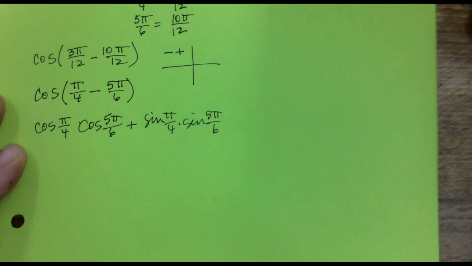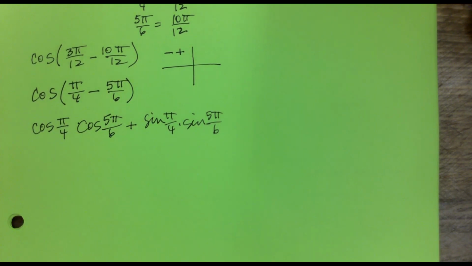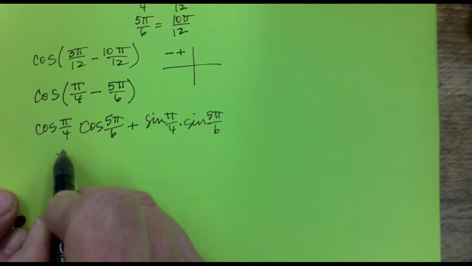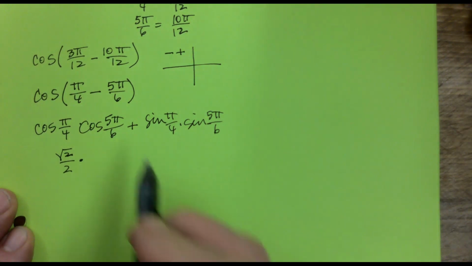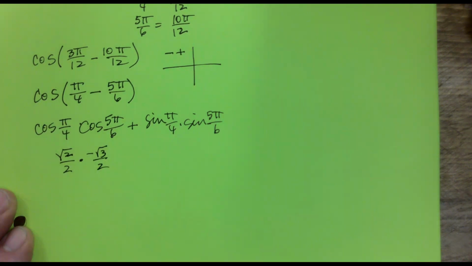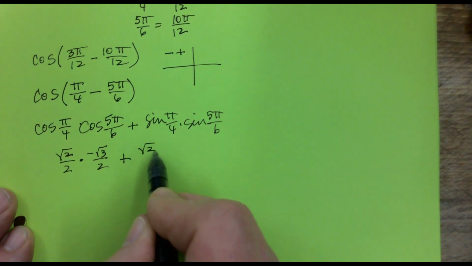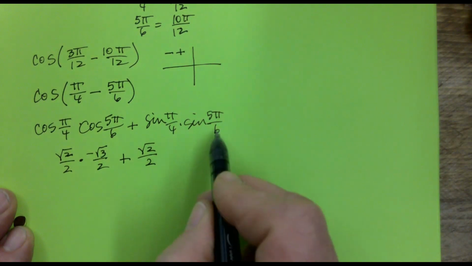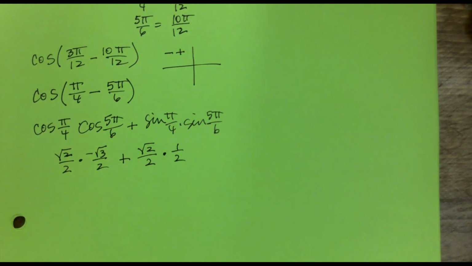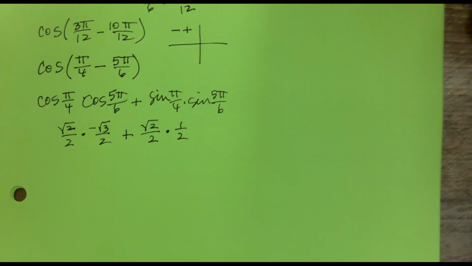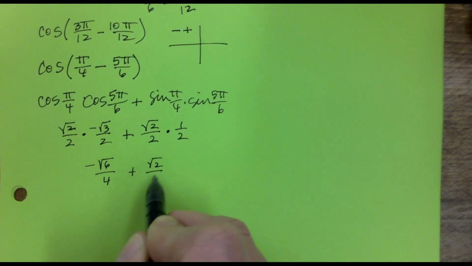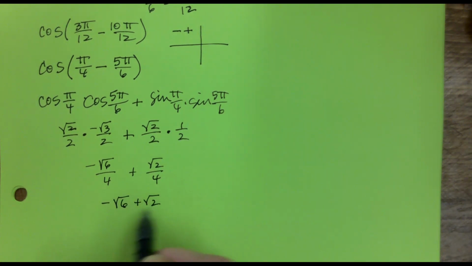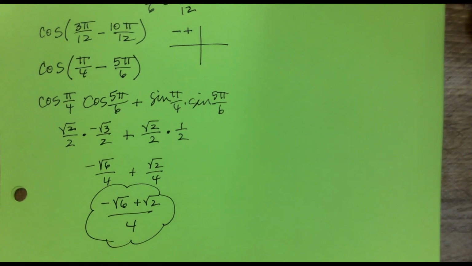And then I go back to all that evaluating that we've been doing for the last 2 chapters. The cosine of pi over 4, easy peasy. The cosine of 5 pi over 6 is a second quadrant cosine, which makes it negative. The sine of pi over 4. And the sine of 5 pi over 6 is a second quadrant sine, which will stay positive. Multiply together. And I get my answer.